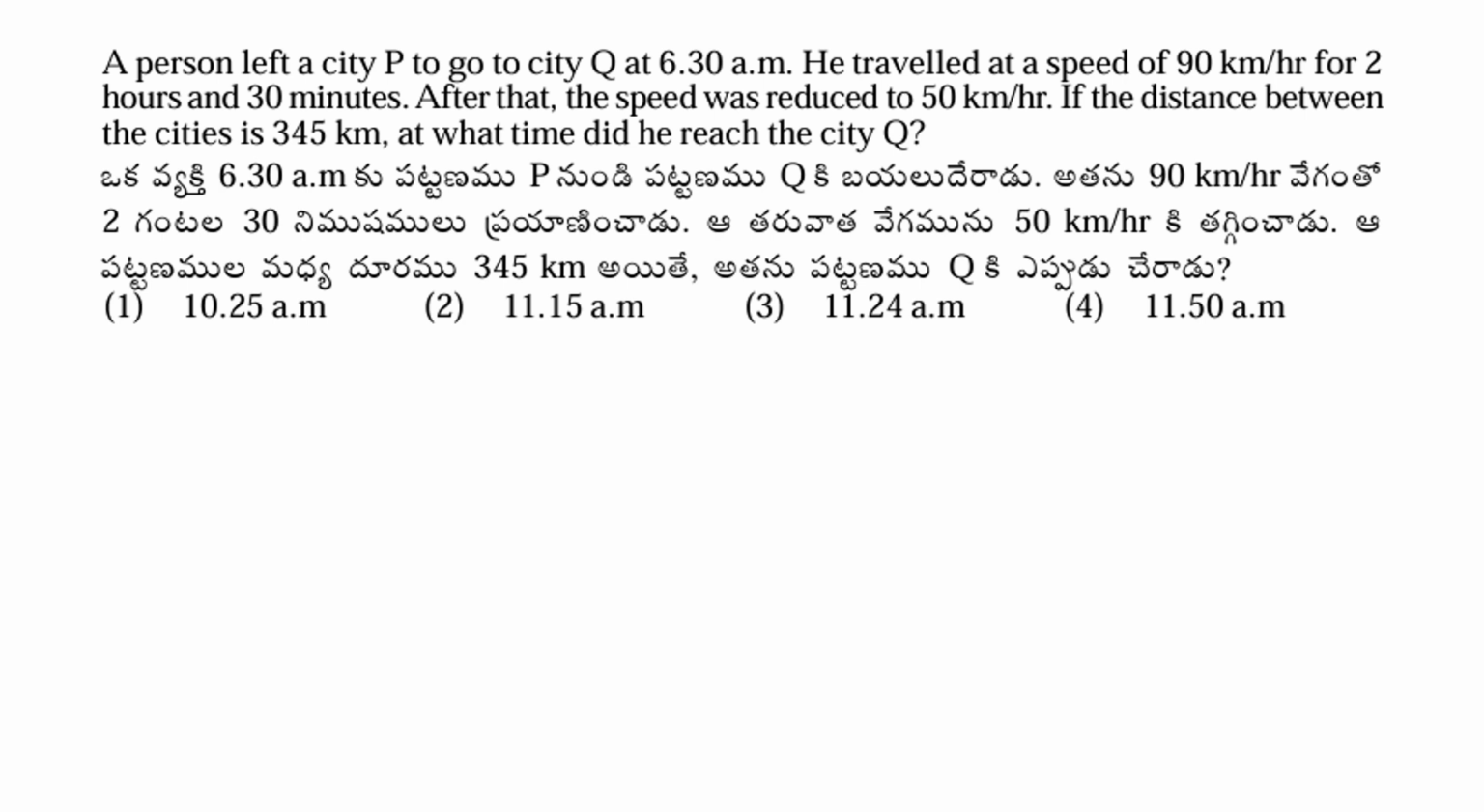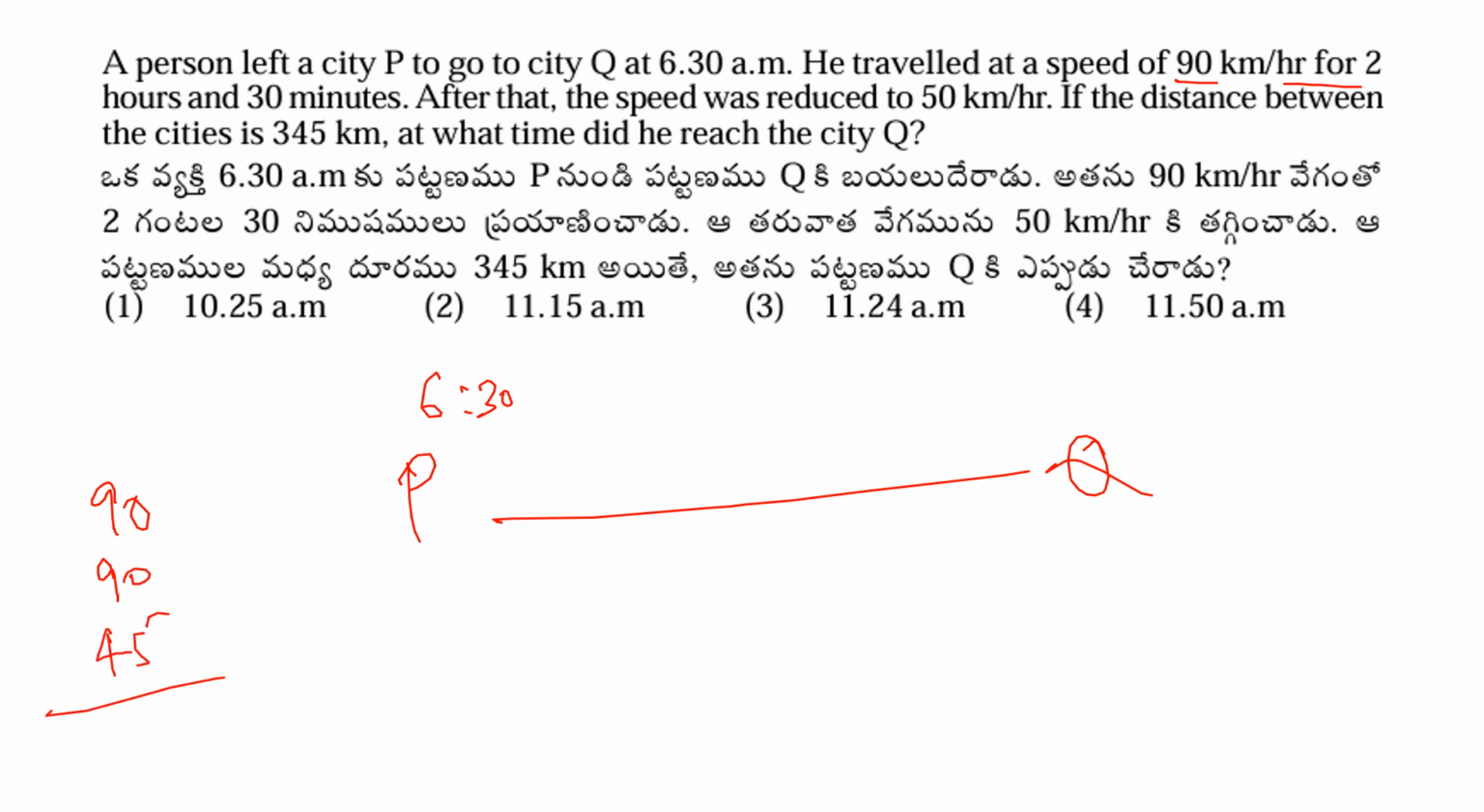A person left city P to go to city Q. He left at 6:30 a.m. He traveled at a speed of 90 kilometers per hour for 2.5 hours. First hour 90, second hour 90, half an hour 45. Total 225. After that, the speed was reduced to 50 kilometers per hour. The total distance is 345.